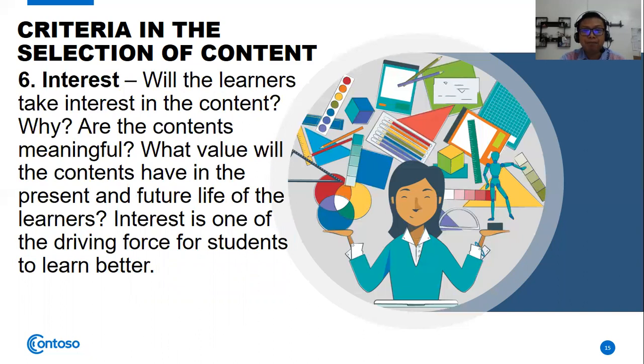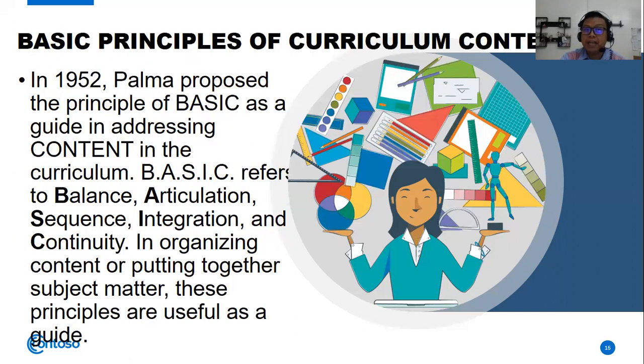Sixth is interest. Will the learners take interest in the content? Students are interested in the contents if they feel that it is significant for them, if it can be used for day-to-day activities. As much as possible, we establish utility or usefulness for them to feel motivated, or to have the interest to listen or to grasp the contents to be delivered by the teacher. Interest is one of the driving forces for students to learn better.